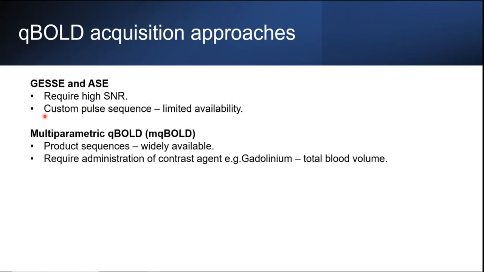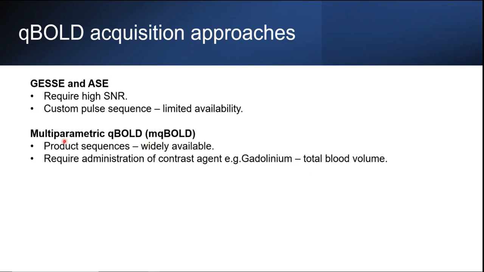In terms of these techniques that are most common, the GESSE and the ASE require a high SNR, but more fundamentally, they're limited in that these are all custom pulse sequences. So in the European context, you lose your CE marking, and so clinical studies might become more difficult, and distributing different versions of software is always a pain. Whereas multiparametric qBOLD generally relies on product sequences, so it is much more widely available. Obviously, a gradient echo is very similar across vendors, so they wouldn't have much problem translating it. But it does require the administration of a contrast agent, which probably happens anyway clinically. But more importantly, it measures total blood volume, not deoxygenated blood volume.